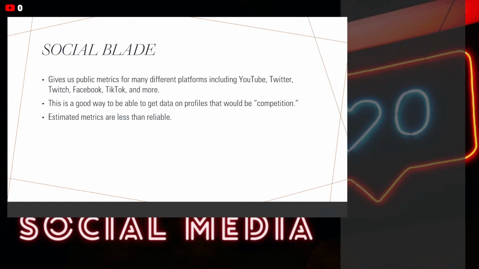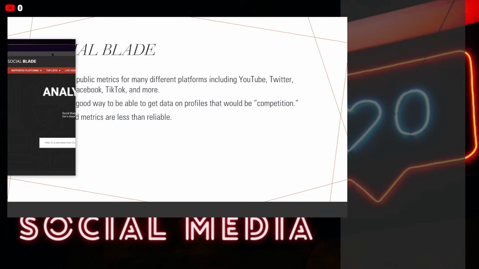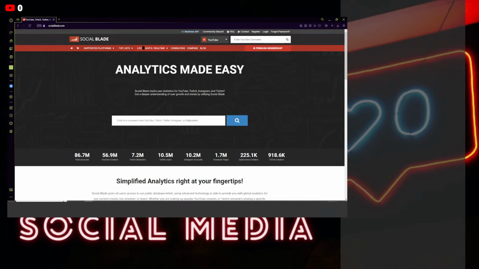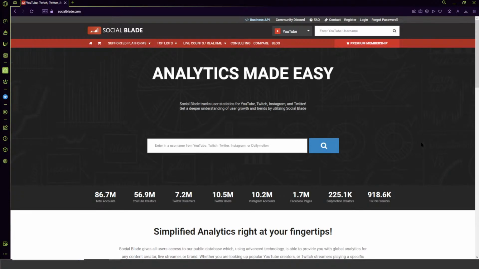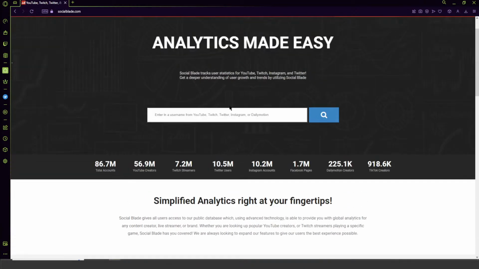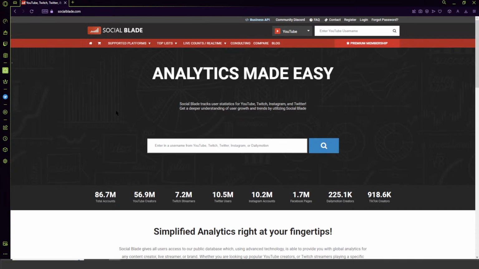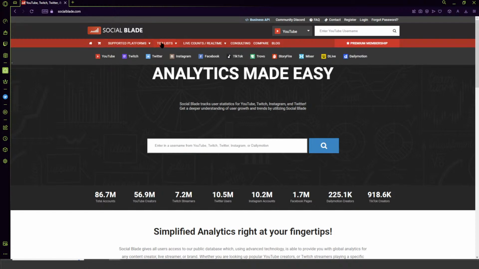But let's take a look at Social Blade here. Let me drag it over. Social Blade. So Social Blade's a website, socialblade.com. You can see we have a big search bar here on the homepage. You enter a username into that search bar, and it gives you related analytics. If we look at the supported platforms here, we can see all the platforms they support: YouTube, Twitch, Twitter, Instagram, Facebook, TikTok being the big ones. But that is basically the list of big ones.